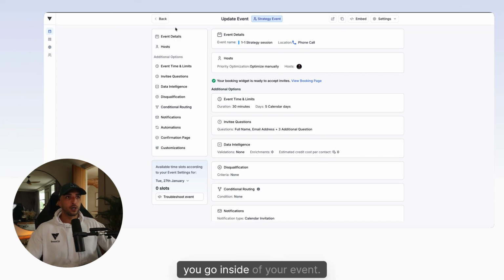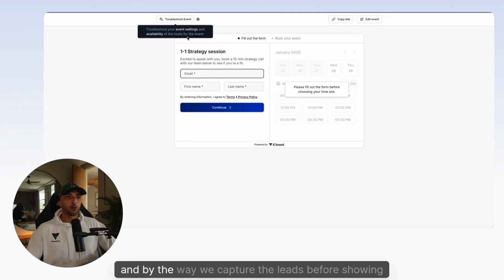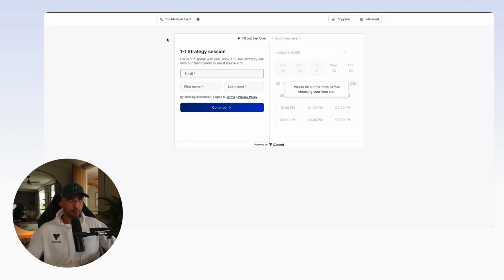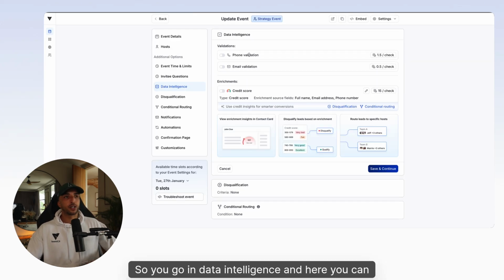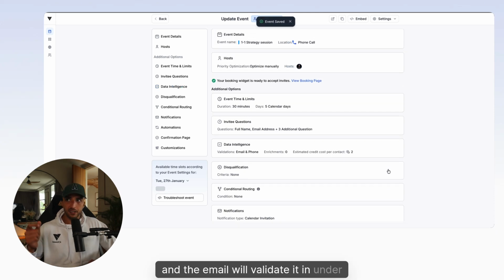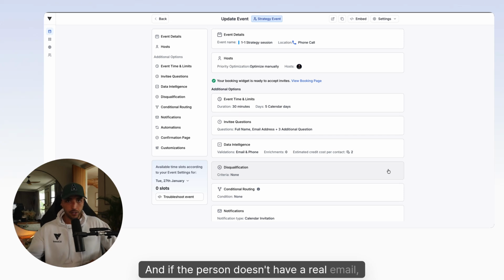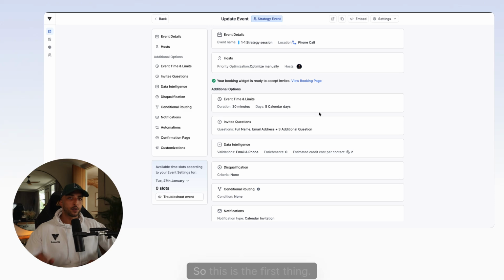So how do you do that really easily inside of iClosed? Really simple. You go inside of your event. So this is what an event looks like inside of iClosed. And by the way, we capture the leads before showing the slot, so we also increase the pipeline by like 50+%. So you go in data intelligence, and here you can simply turn on phone validation and email validation, and you just have to pay for the checks, okay? Whenever somebody puts in the phone number and the email, it will validate it in under 200 milliseconds. And if the person doesn't have a real email, we're just going to say, hey, can you change your email, correct it please? Great. So this is the first thing.